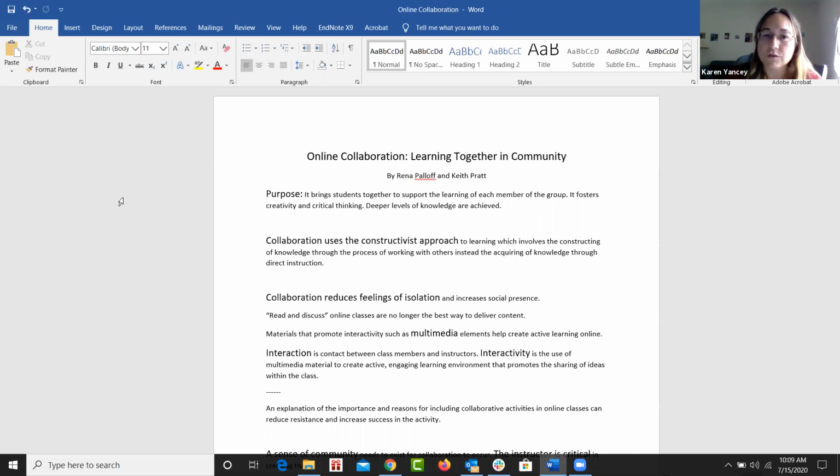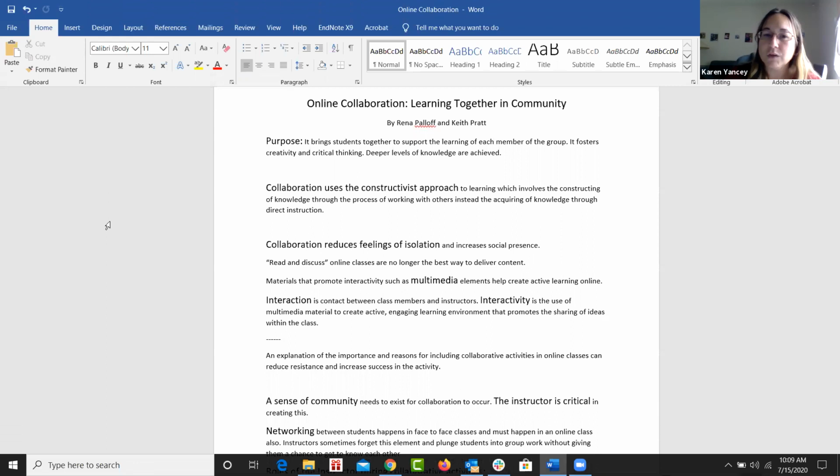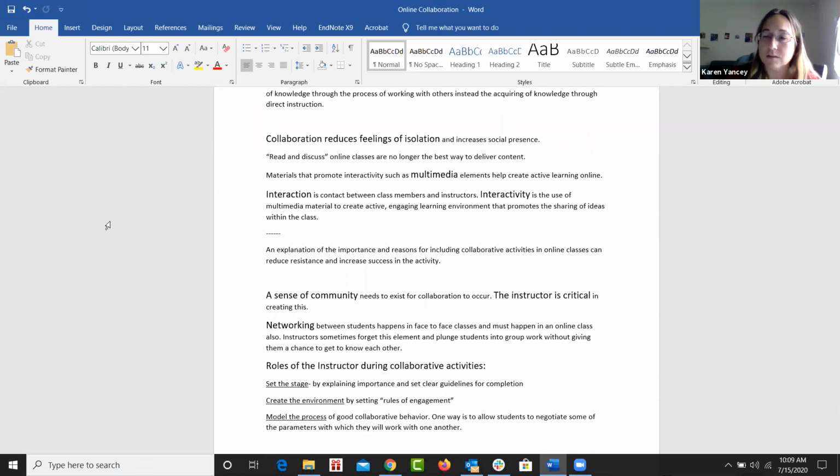Collaboration uses the constructivist approach, which involves the students constructing knowledge through the process of working with each other instead of acquiring knowledge through direct instruction from the instructor. Collaboration reduces a feeling of isolation and increases a sense of social presence in the class. The old read and discuss format of online classes is no longer considered best practice.